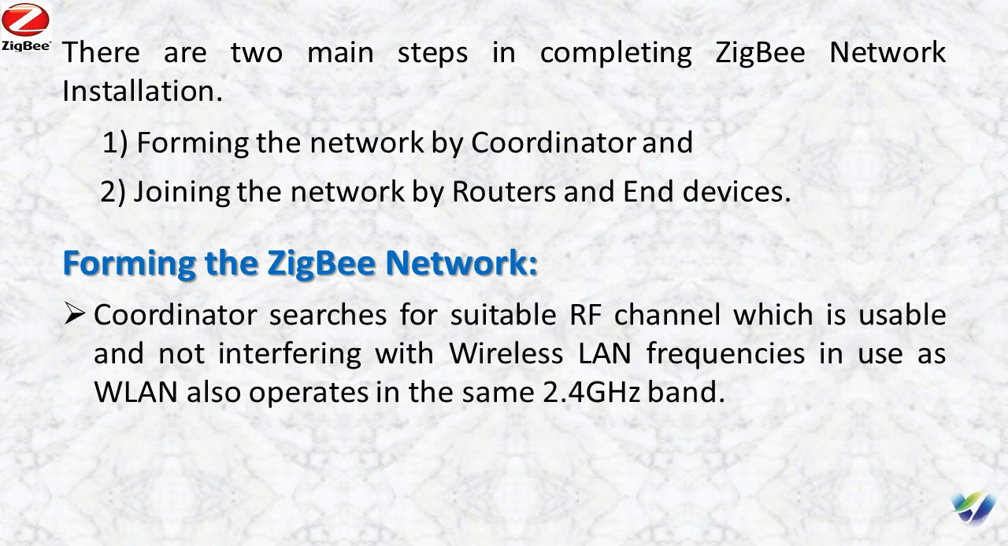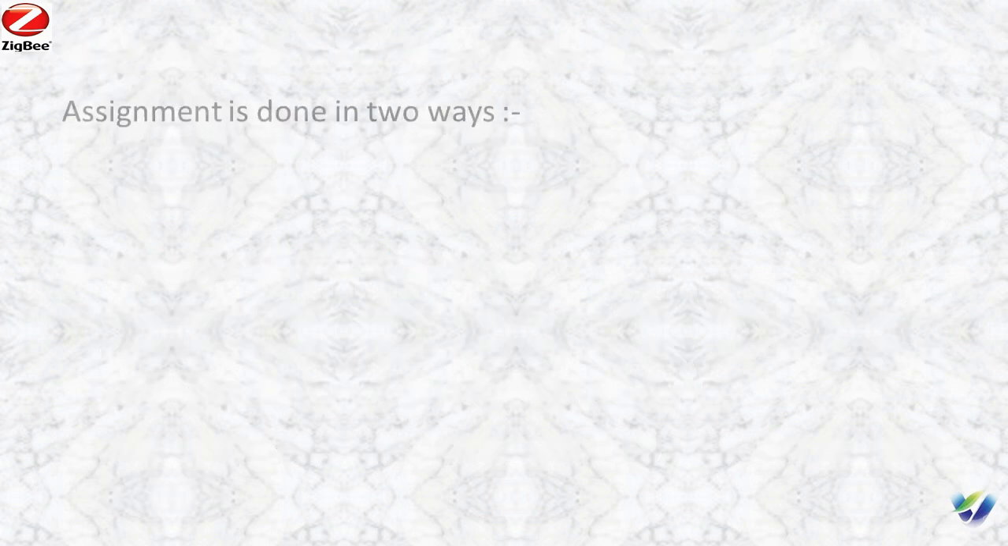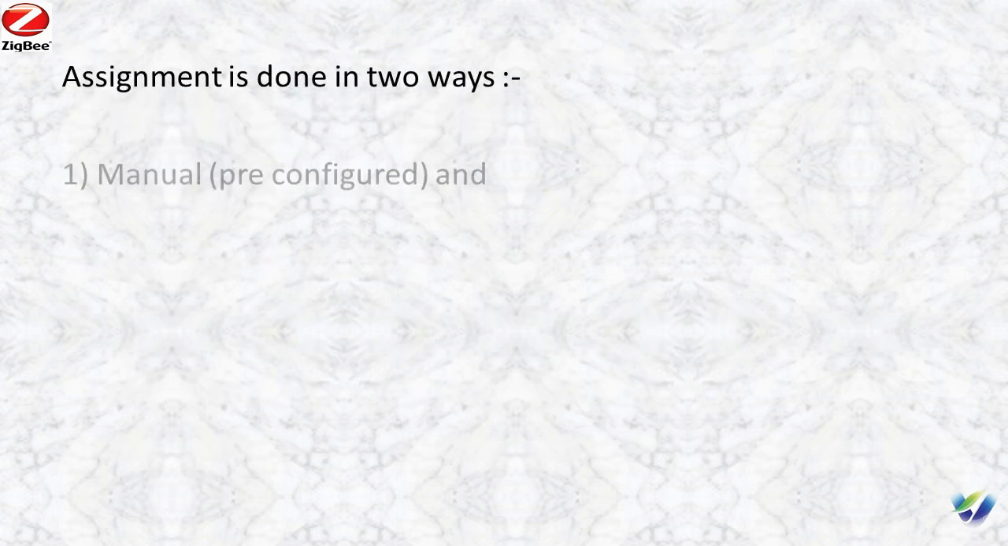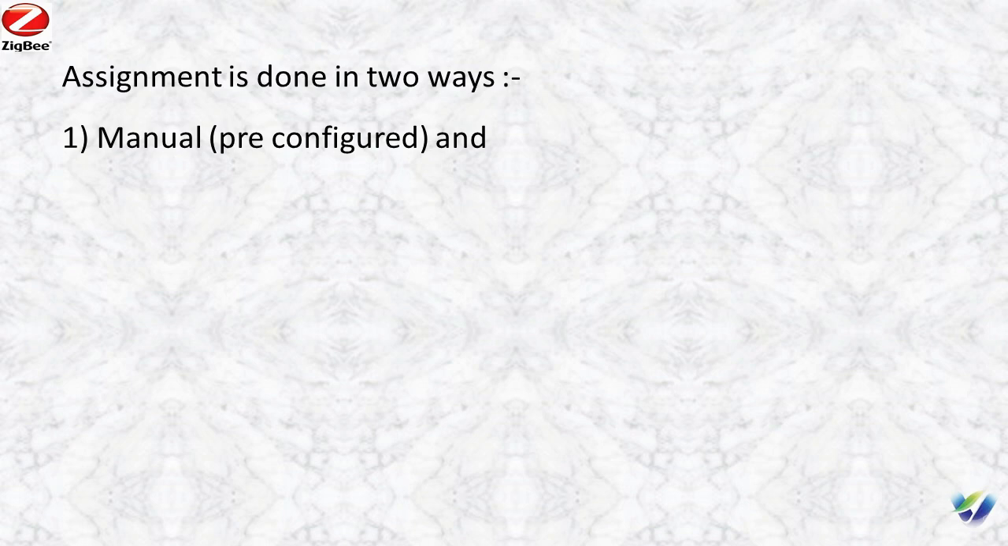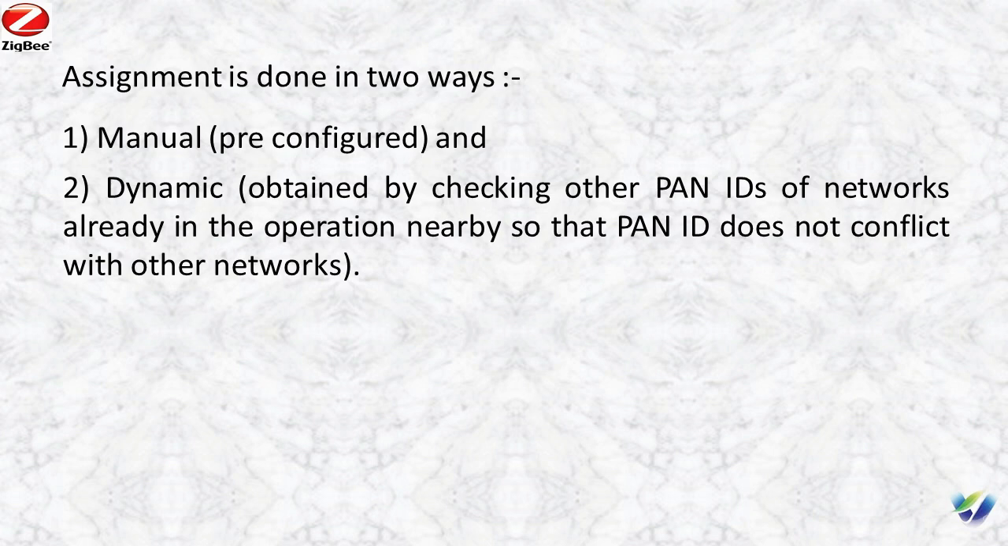The coordinator searches for a suitable RF channel which is usable and not interfering with the wireless LAN frequencies in use, as wireless LAN also operates in the same 2.4 GHz band. The coordinator starts the network by assigning a PAN ID to the network. Assignment is done in two ways. One, manual, which is pre-configured, and two, dynamic, that is obtained by checking other PAN IDs of the networks already in operation nearby, so that the PAN ID does not conflict with other networks.